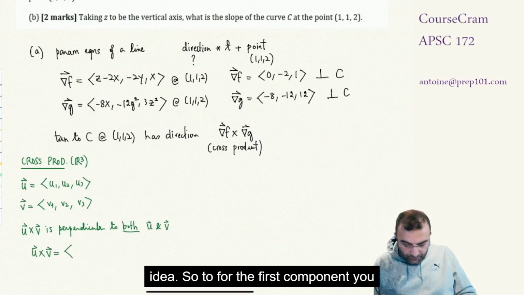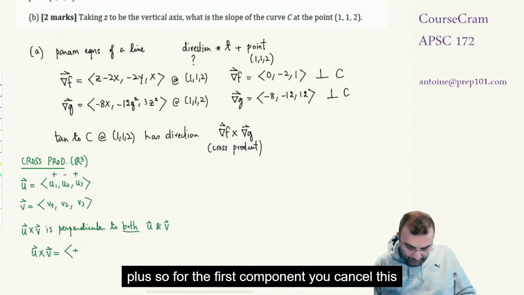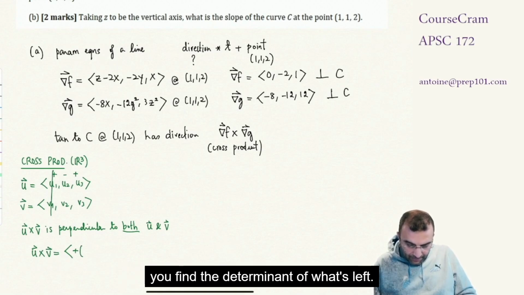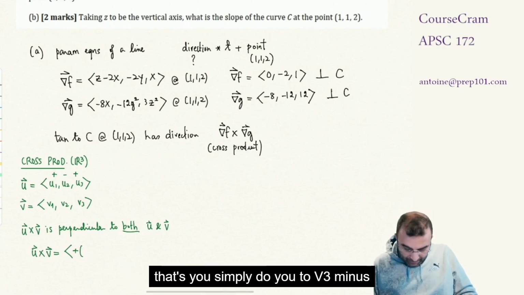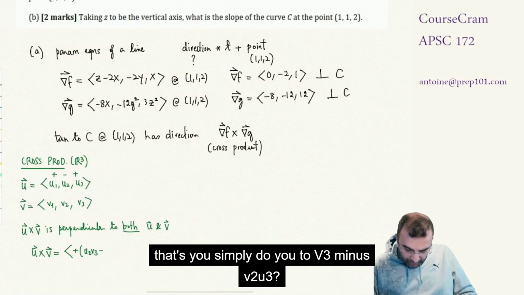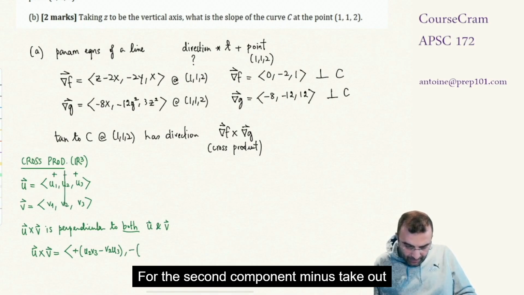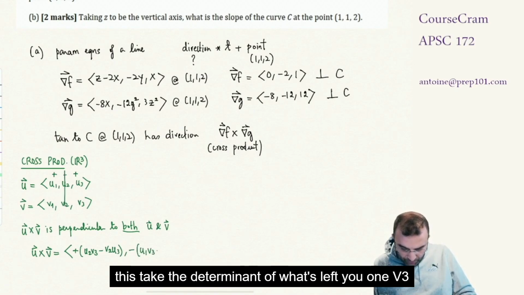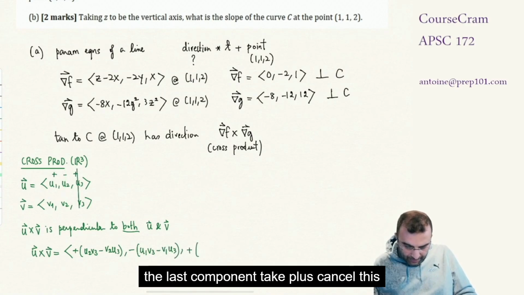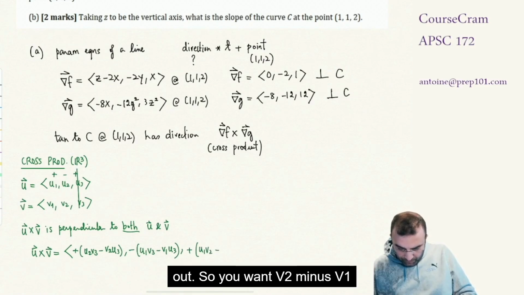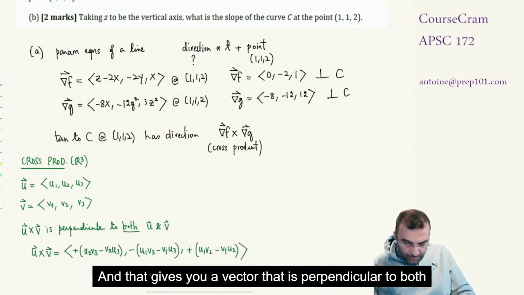For the first component, you cancel this. So you do plus, minus, plus. For the first component, you cancel this and find the determinant of what's left. And if you don't know what the determinant is, then you simply do u2 v3 minus v2 u3. For the second component, minus, take out this, take the determinant of what's left, u1 v3 minus v1 u3, and for the last component, take plus, cancel this out, so u1 v2 minus v1 u2. And that gives you a vector that is perpendicular to both vectors.